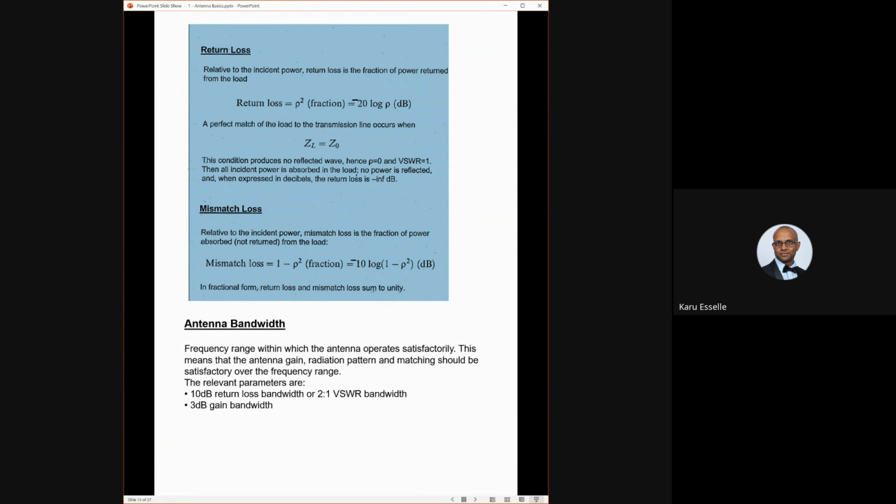In that case, the return loss is plus infinity dB, and S11 is minus infinity dB.